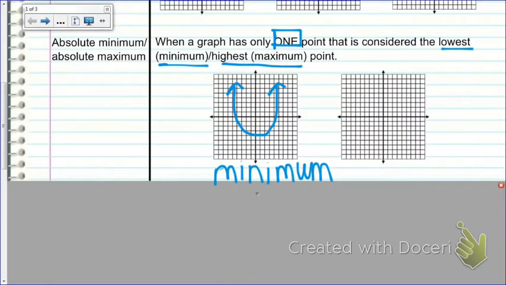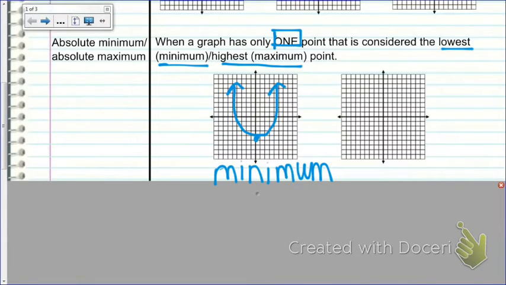Why is this considered a minimum? Any ideas? Because the lowest point is, there's only one lowest point. Yeah, look at this point right here, guys. I missed it just a little bit. But do you guys see this point? Are there any points on the graph that go below that? So that is called the absolute minimum.